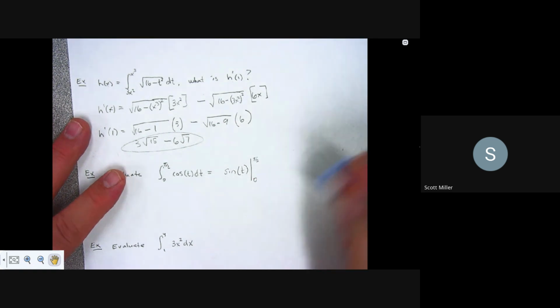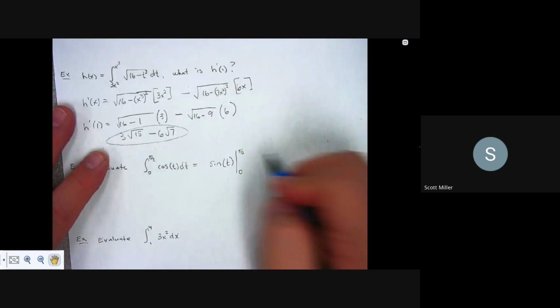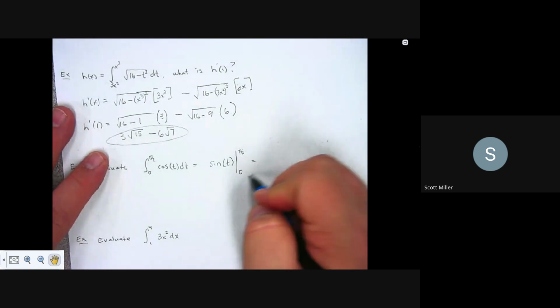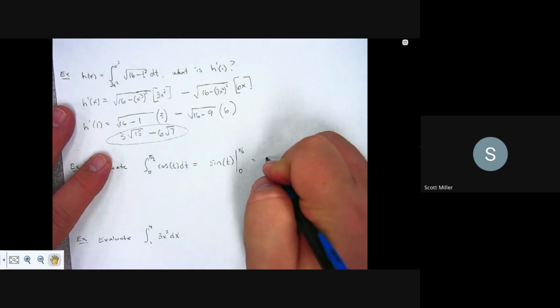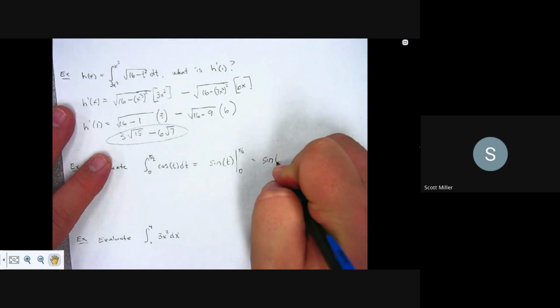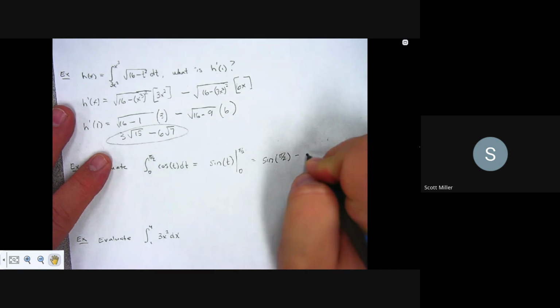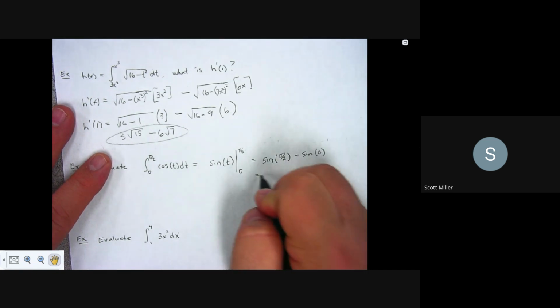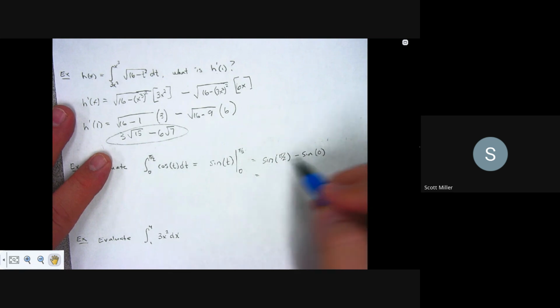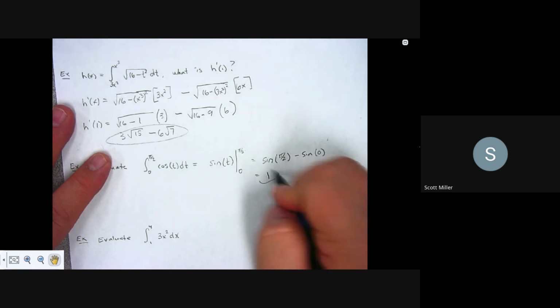So what we're doing now is getting prepared to do the fundamental theorem of calculus, which is simply the upper limit minus the lower limit. And I do recommend parentheses when appropriate, minus the sine at the lower limit, and then work this out. The sine of 0 is 0, this is 1, and your answer is 1.